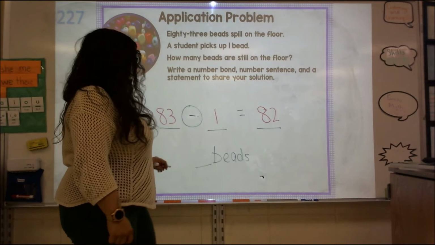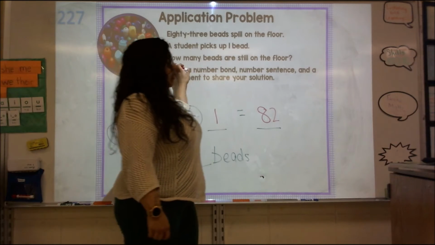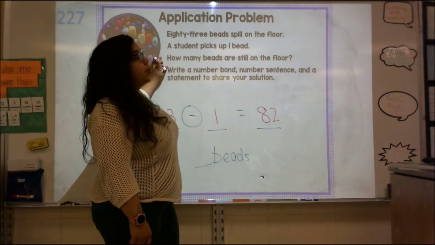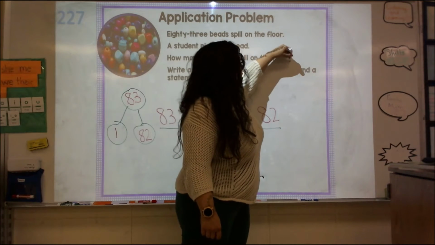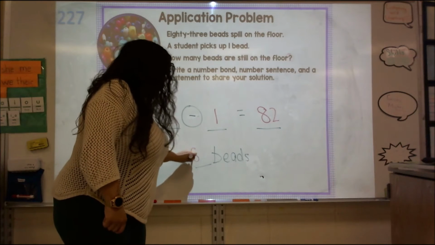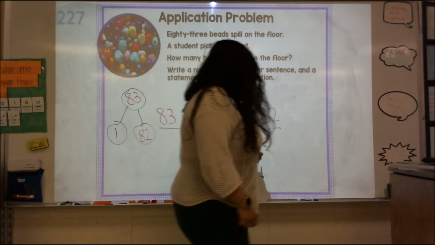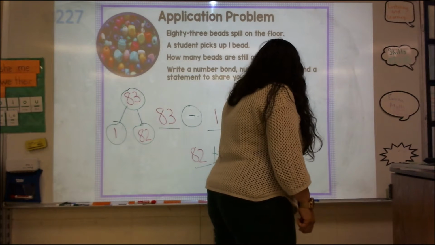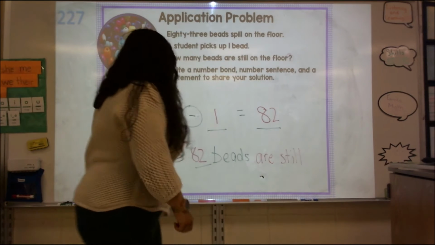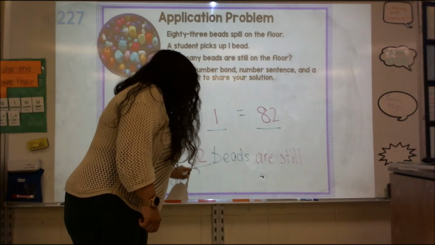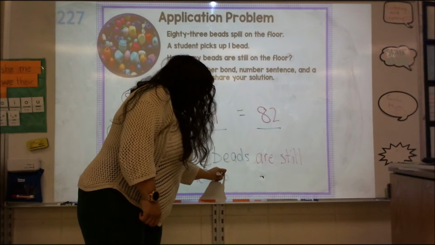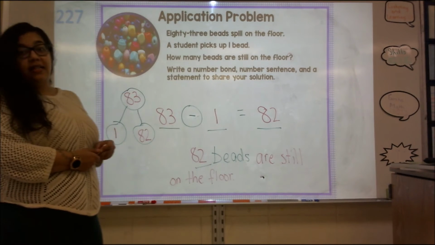So back to our directions and reading the actual question. We know that this sentence asks the question because it ends in a question mark. How many beads are still on the floor? 82 beads, this is the complete sentence answer, are still on the floor. That is the complete sentence, whole right answer.